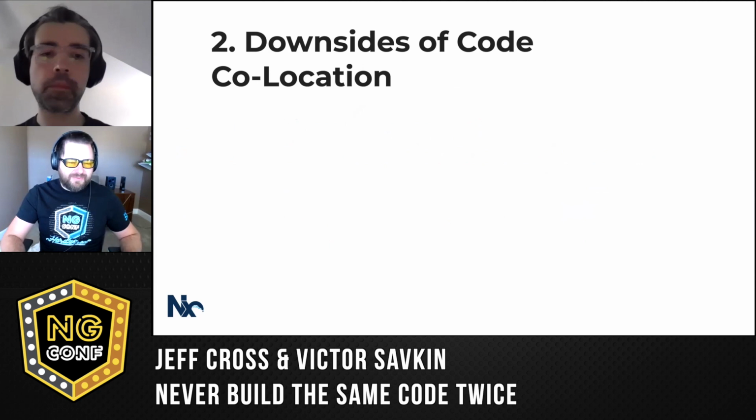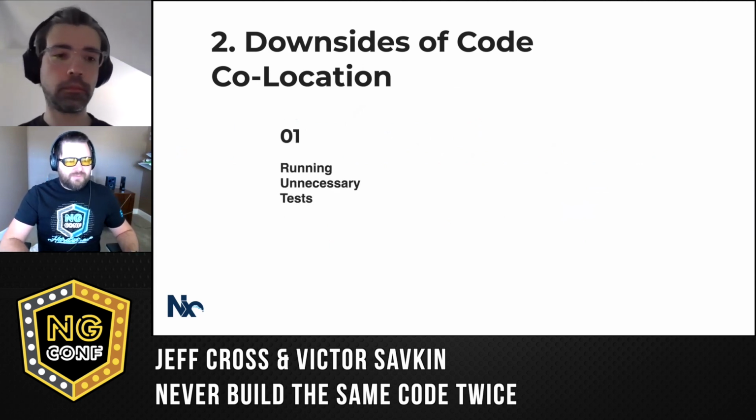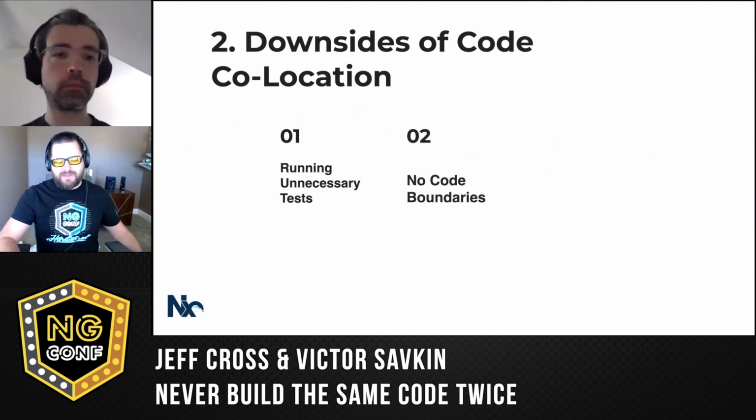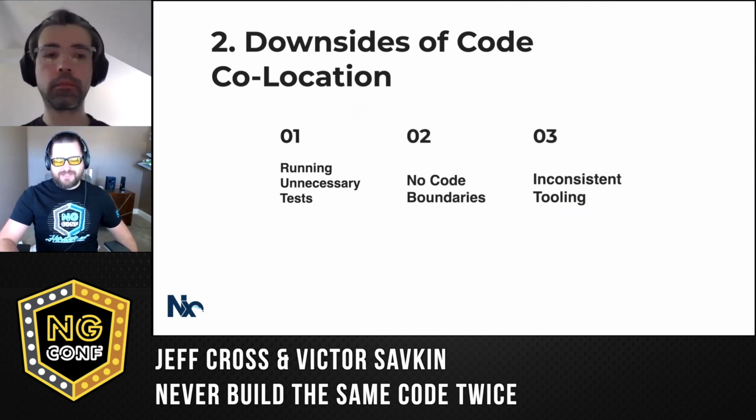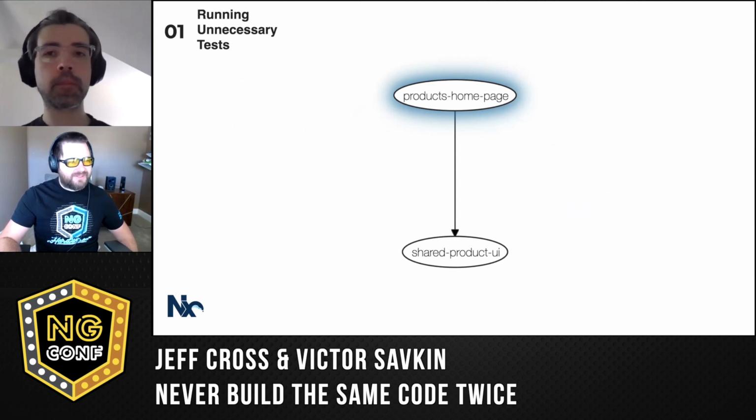So let's look at some of the typical downsides of when you have code living in the same repository. One is that you run unnecessary tests. If you have many things in the same repository and you're testing everything every time, that can get expensive. And the other is if you have no boundaries between code, which we'll look at in a second.